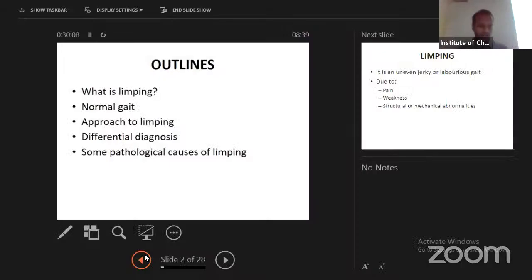We will be talking about what's a normal gait, what is limping, approach to the limping, some of the differential diagnosis and some pathological causes of limping.